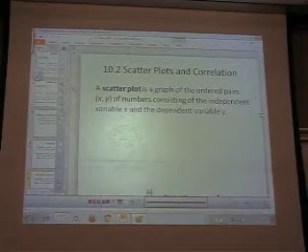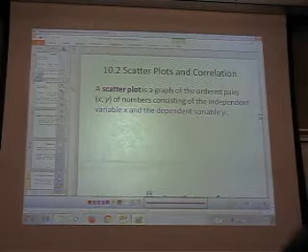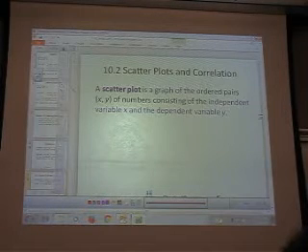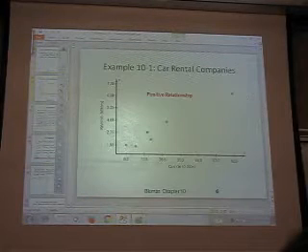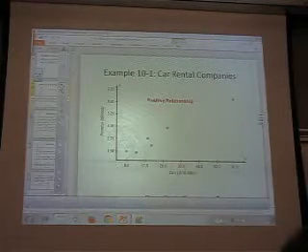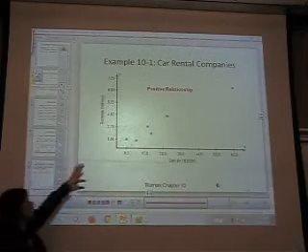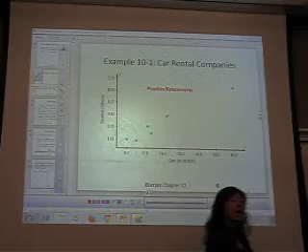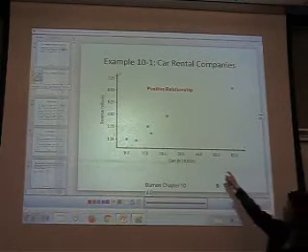Scatter plots and correlation. A scatter plot is a graph of the ordered pairs x, y of numbers consisting of the independent variable x and the dependent variable y. Great. So here is an example scatter plot. Things to note: along the bottom is my independent variable, the one I can mess with, the one I have control over. And it should be labeled, cars.